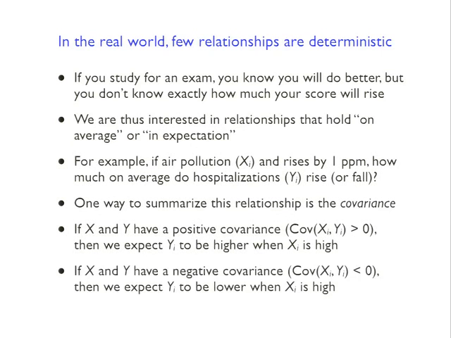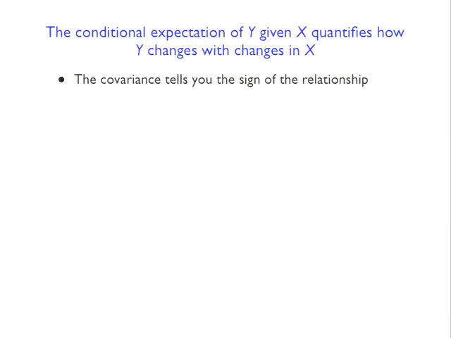The covariance tells you the sign of the relationship, but it doesn't actually tell you the exact magnitude of the relationship. Specifically, if your question is how many units y is going to change if I observe that x changes by 1 unit, then the covariance doesn't answer that question. And so what we need to think about instead is what we call the conditional expectation of y given x. This is a function of x that basically tells you how much you should expect y to change with a 1 unit change in x.